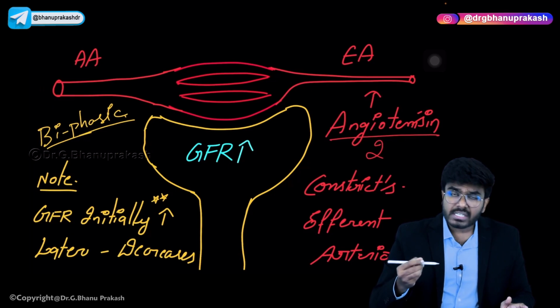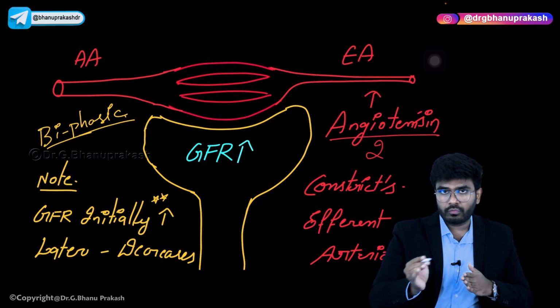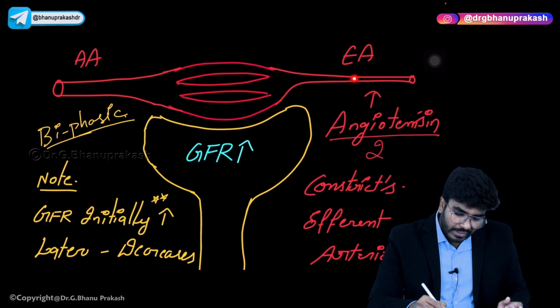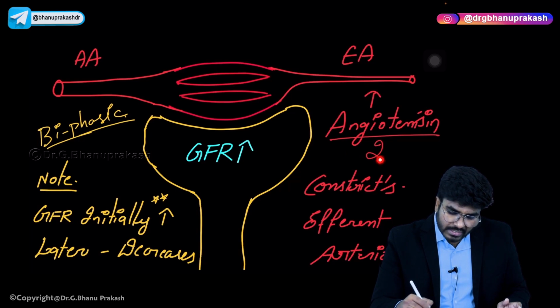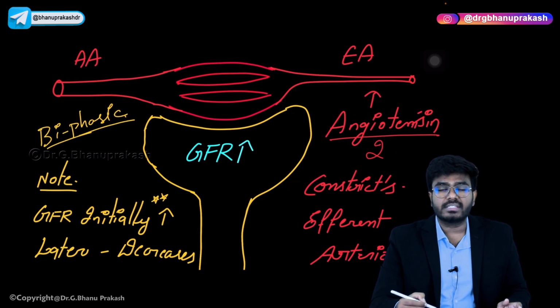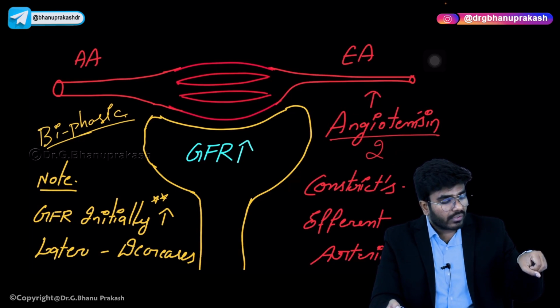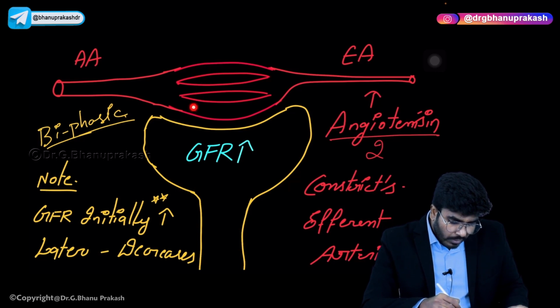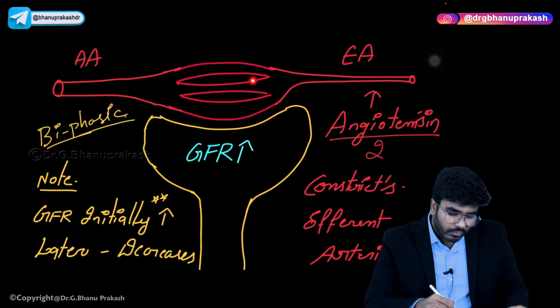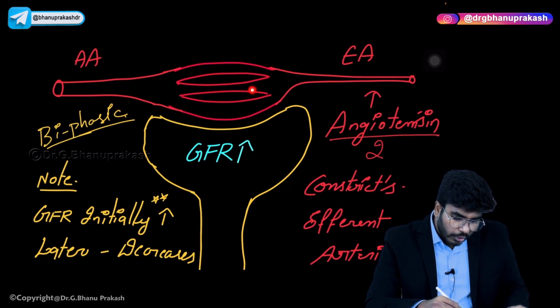Now let's talk about one more condition where the efferent arteriole is constricted. Efferent arteriole means the outflow path. If the efferent arteriole is constricted, what will happen? The efferent arteriole is constricted with the help of a substance called angiotensin 2. If angiotensin 2 acts on the efferent arteriole, it is going to be constricted. So what happens? All the fluid coming to this area doesn't have any place to go out. All the fluid is going to accumulate over here.